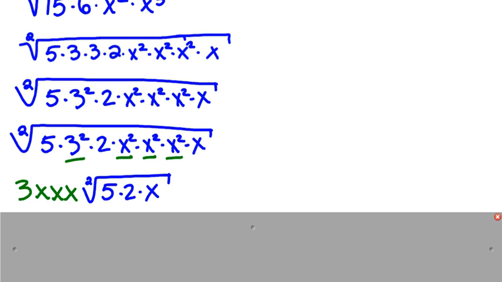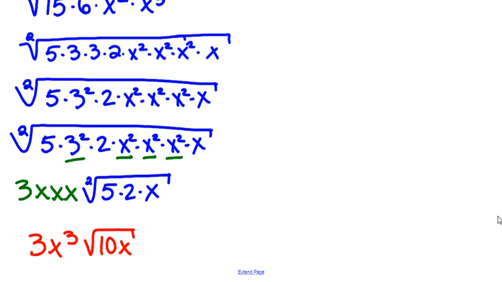So now we can continue simplifying. On the exterior, we would have 3x to the 3rd. On the interior of the radical, we would have 10x. 10 does not have any perfect square factors, therefore this would be my fully simplified result.